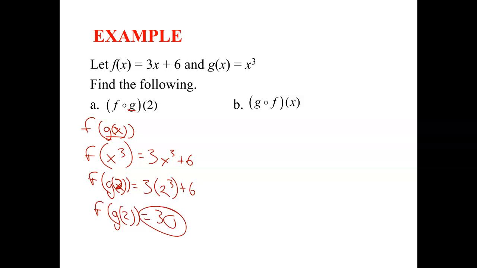Alright. G of f of x. F is now my input into g because that f is coming second. G of f of x. 3x plus 6 is my function f of x, and it is now going to be my input into g of x.